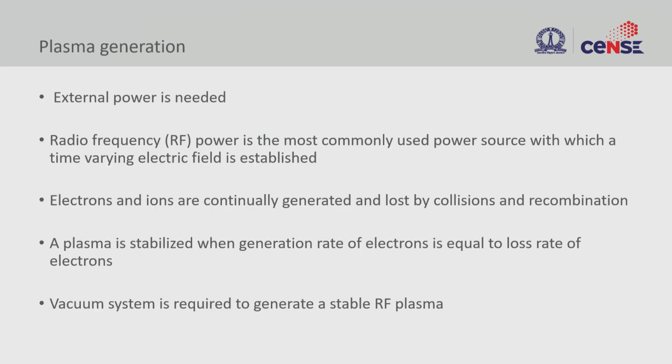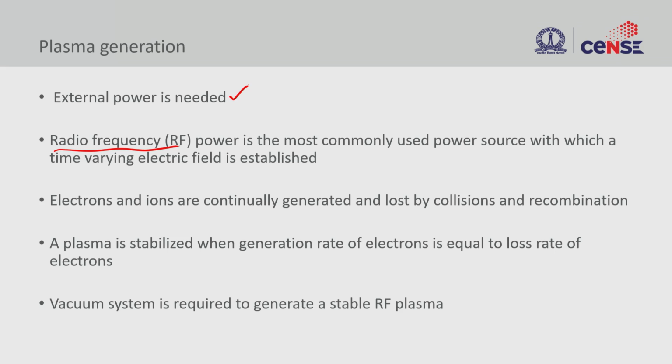So what are all the things we need to generate plasma? We need a power source, of course. There is an external power source, and in particular we need an RF source. We also do DC plasma, but primarily people use RF. We'll see in the next lecture why RF is preferred over DC, and that will create a time varying electric field. That is the reason we are looking for RF.